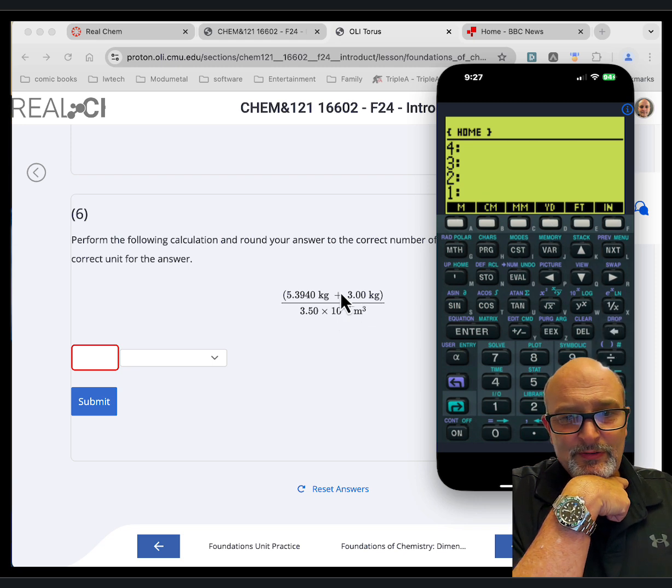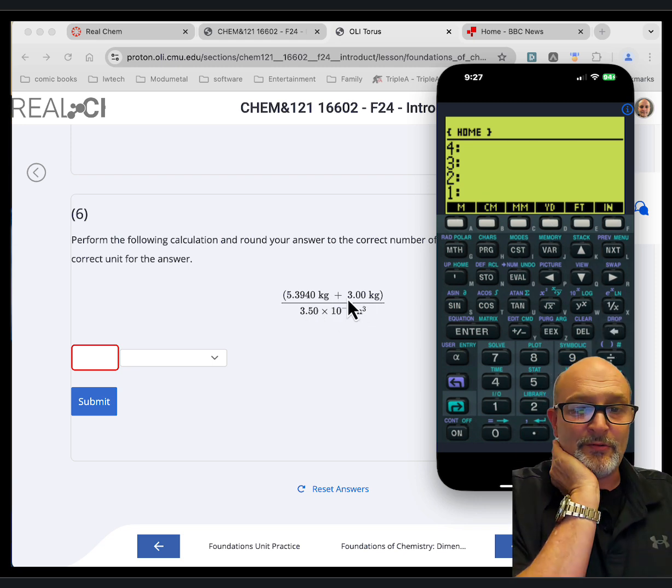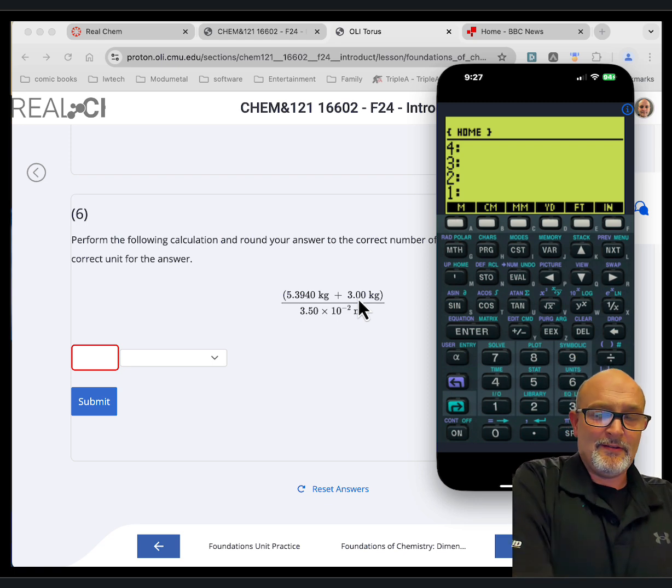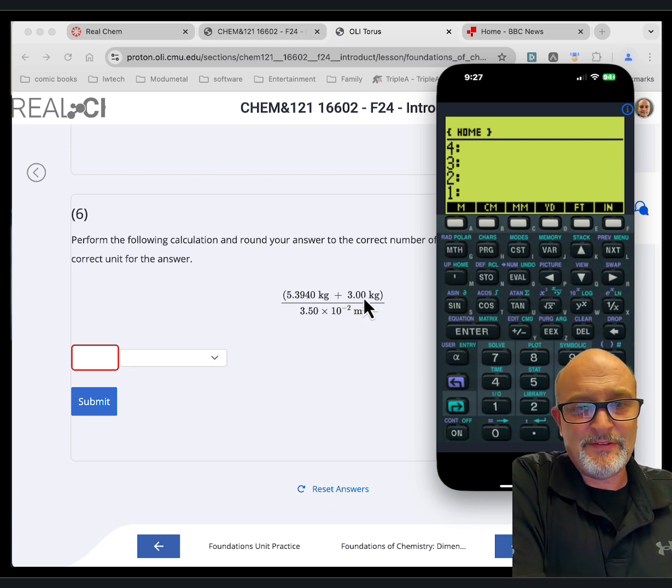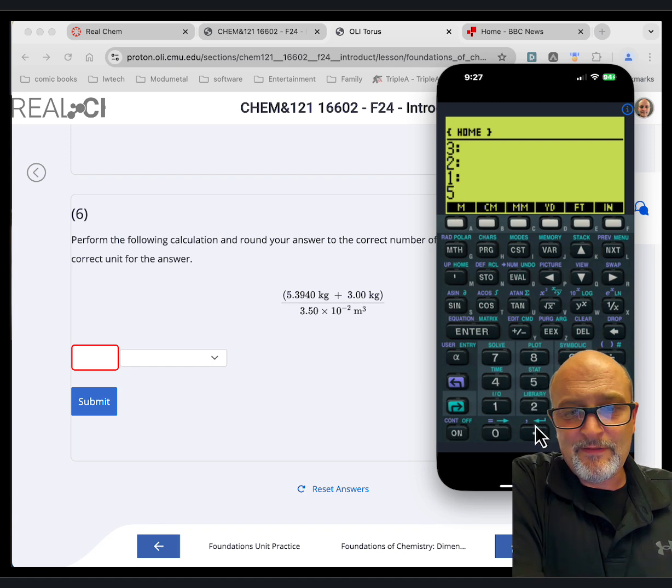This one is, now remember, this is an addition operation, so the answer has the same number of decimal places as the term with the fewest decimal places. So let's type 5.3940. Oops, I forgot to put a point in there. Point, I guess we should go to units, mass, kgs, and then we'll put 3 point.